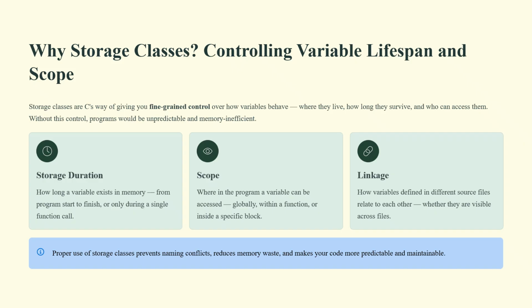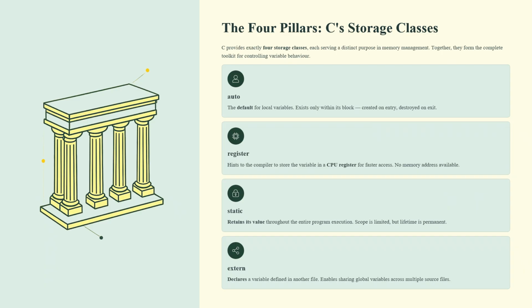Why does this matter? Without storage classes: name conflicts, memory waste, hard debugging. The key insight of these storage classes: they give full control over memory and visibility. There are four pillars of storage classes. C provides four storage classes that define variable behavior: auto, register, static, and extern. So auto is the default for local variables, exists only within its block, created on entry, destroyed on exit.